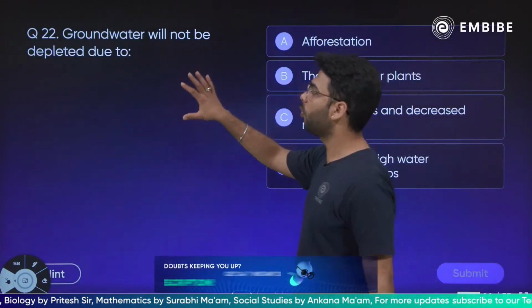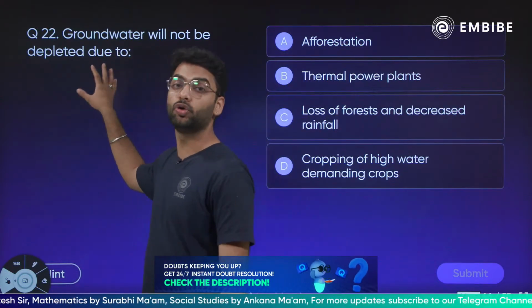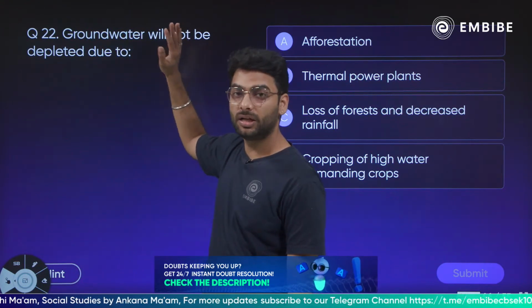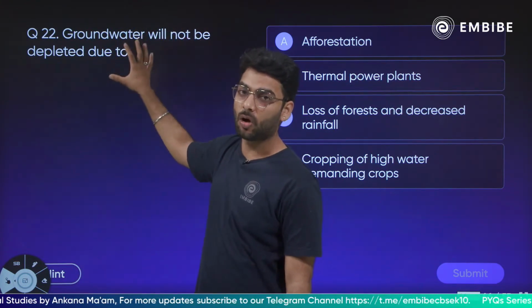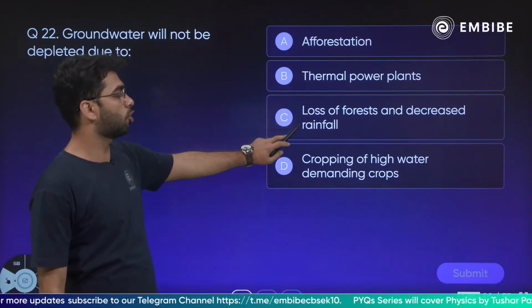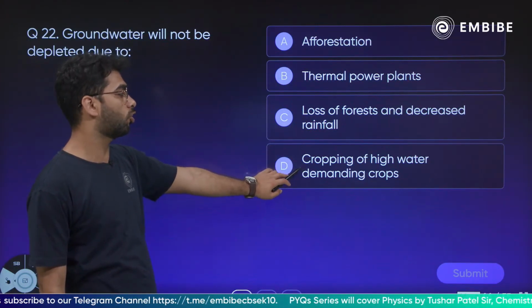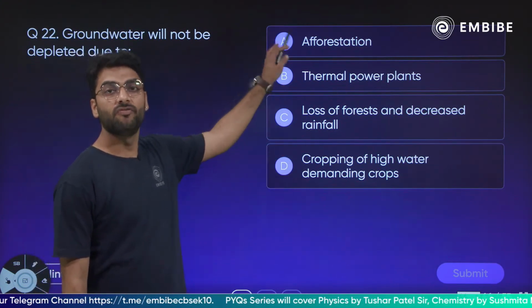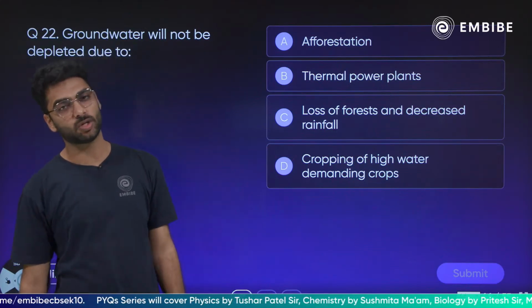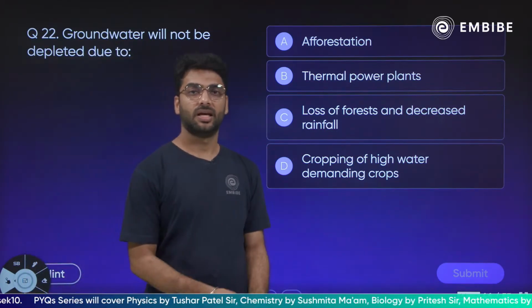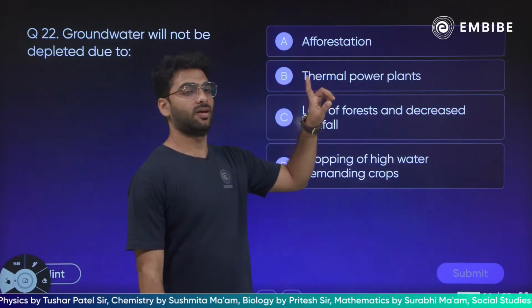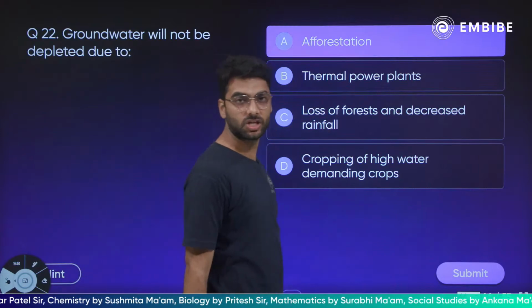Next one, groundwater will not be depleted due to... Which of these will not cause a depletion of groundwater? Afforestation, thermal power plants, loss of forest and decreased rainfall, or cropping of high water demanding crops. Which of these will not cause groundwater depletion? Yes, Rupanjana, I will explain. So all of you are saying A, afforestation.